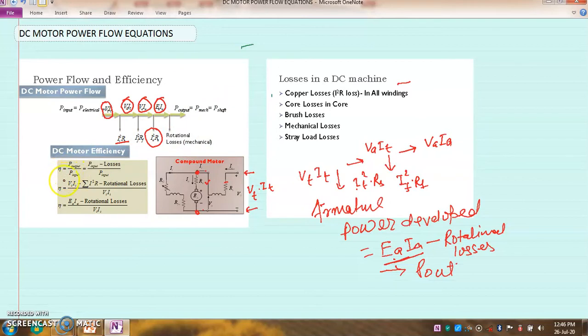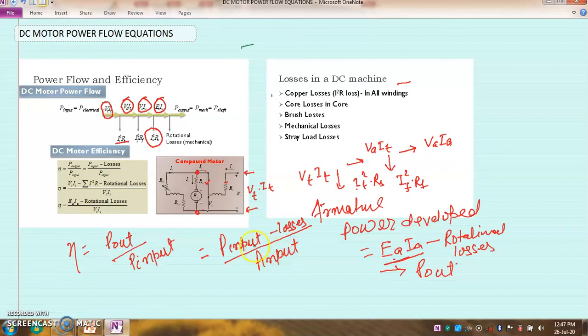In mathematical form, the efficiency is the output power divided by the input power, P out by P input. And output power you can also write as P input minus losses. Whatever input power you give, you subtract all the losses, then you get the output power.